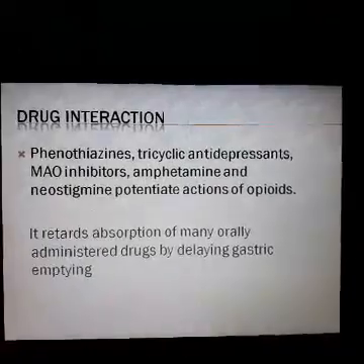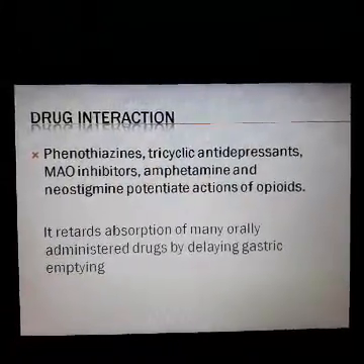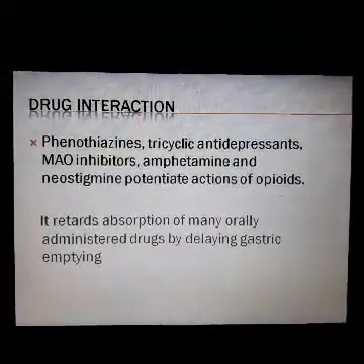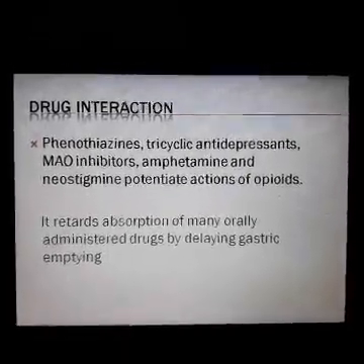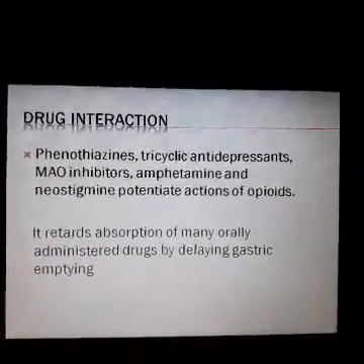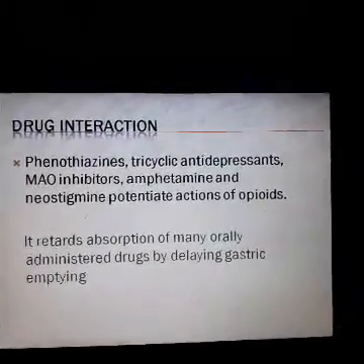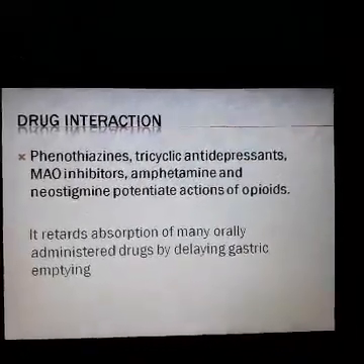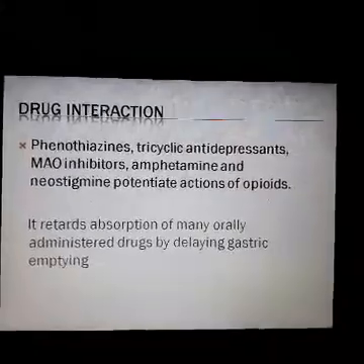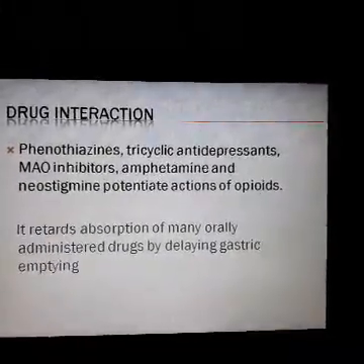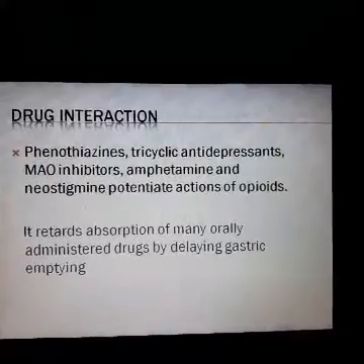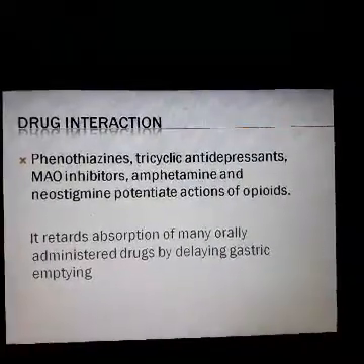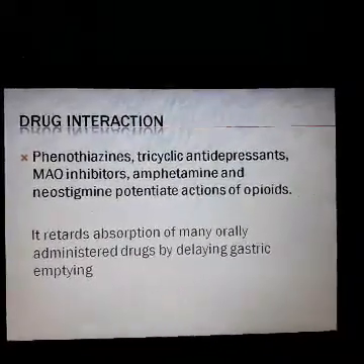So drug interactions: phenothiazines, tricyclic antidepressants, MAO inhibitors, amphetamine, and neostigmine potentiate the actions of opioids, and opioids retard the absorption of many orally administered drugs by delaying gastric emptying. Tricyclic antidepressants, MAO inhibitors, and amphetamine potentiate the action of opioids because they decrease norepinephrine uptake and metabolism. And norepinephrine, if you remember, is released in excess from the medulla to the spinal cord, stimulating the descending pathway, and that prevents ascending pain transmission. So opioid activity is enhanced by these drugs.